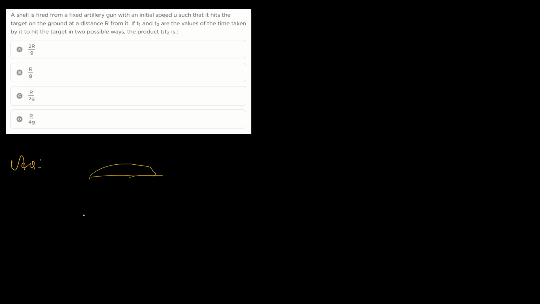So we have the equation for t, right? What's the equation for t? 2u sine theta by g, right? Also in this case, since it's a projectile motion, a shell is fired from the fixed artillery gun with an initial speed u such that it hits the target on the ground at a distance R from it. Distance R from it means R will be the range.